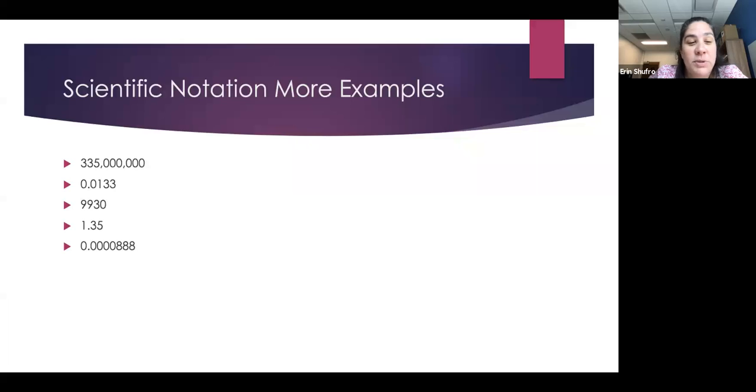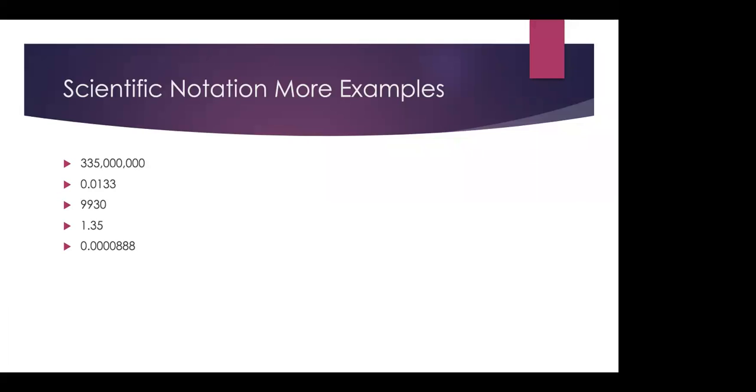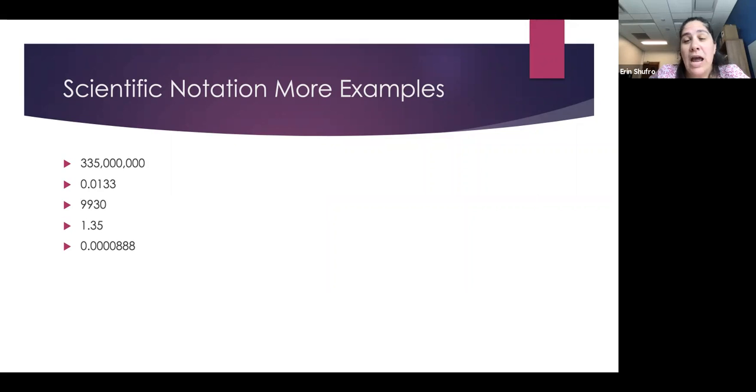The next one's a little bit tricky. Anybody want to take a stab at that one? Yes, I got 1.35 times 10 to the zero. Yeah, that's exactly right. Because we're not moving the decimal point, right? The decimal point is already right behind that first number that isn't zero. So we moved it zero places. So the exponent is zero. Awesome. That's exactly right. Okay, and who wants to tackle the last one?